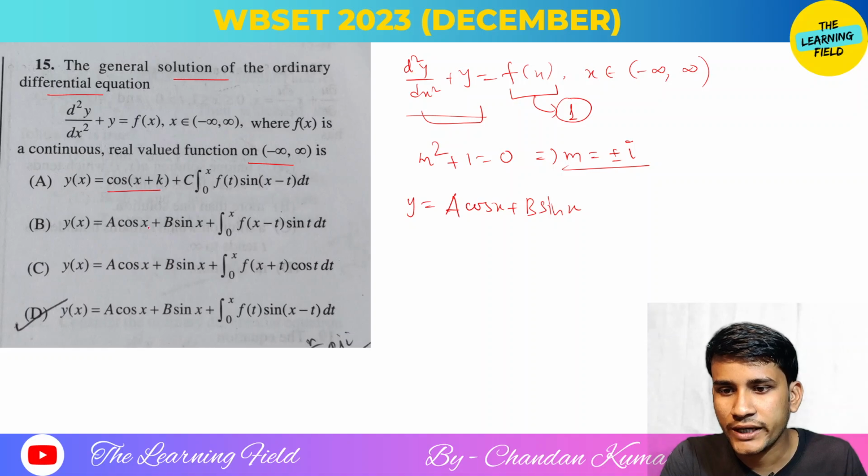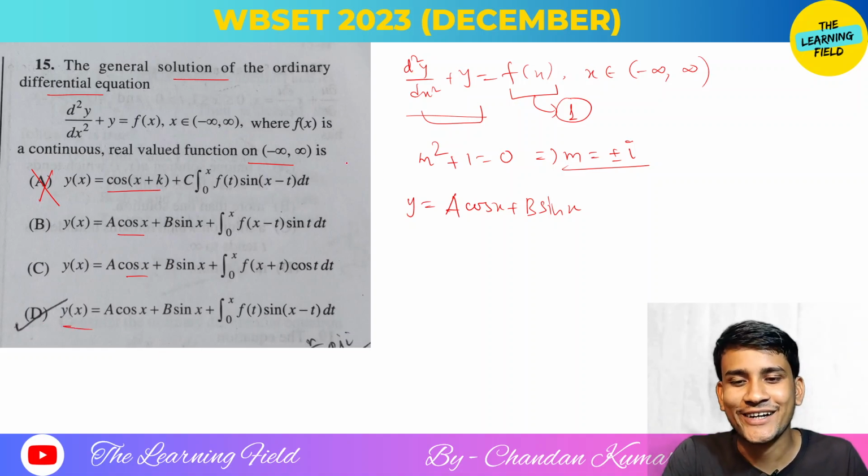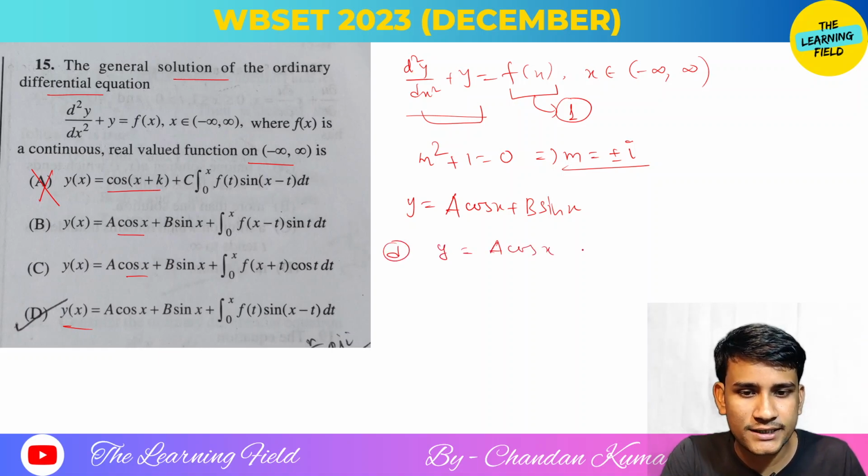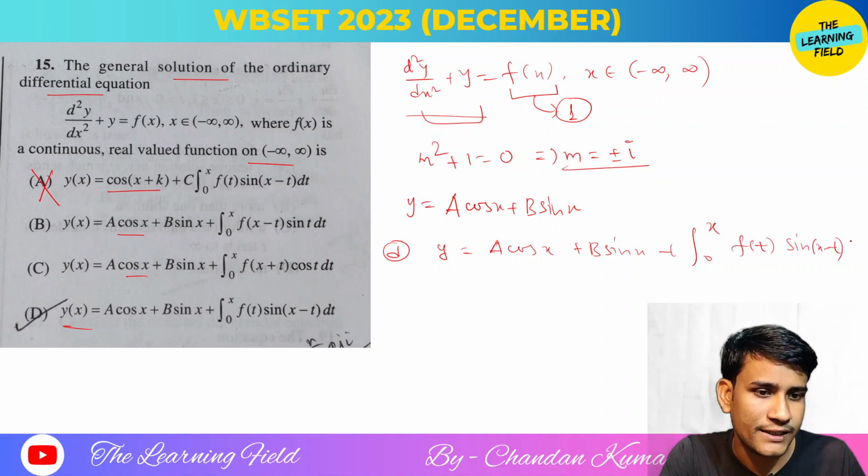So a cos x + b sin x, that is option A, you can discard. Now in options B, C, D, cos terms are all present, so you can check by taking the derivative of y. We check the fourth option first, or you can check any other option. If we check option D, then y equals a cos x + b sin x + integration 0 to x of f(t) sin(x minus t) dt.